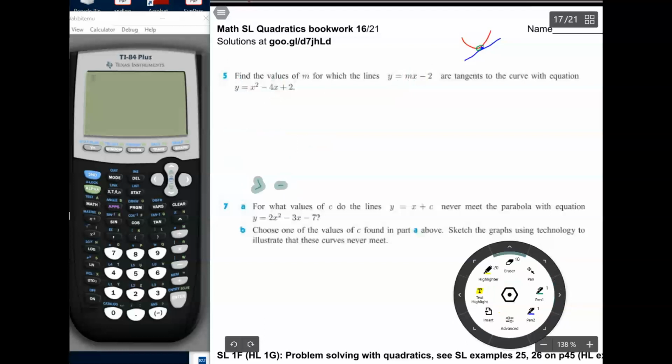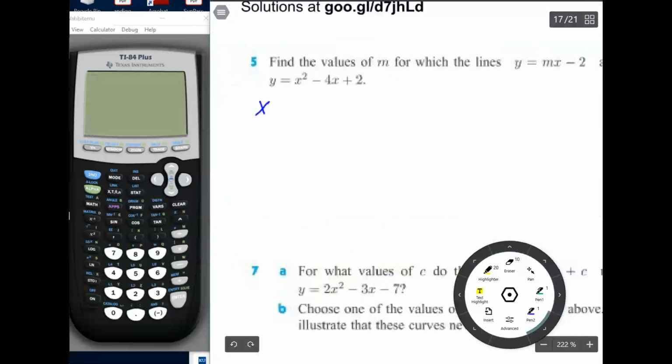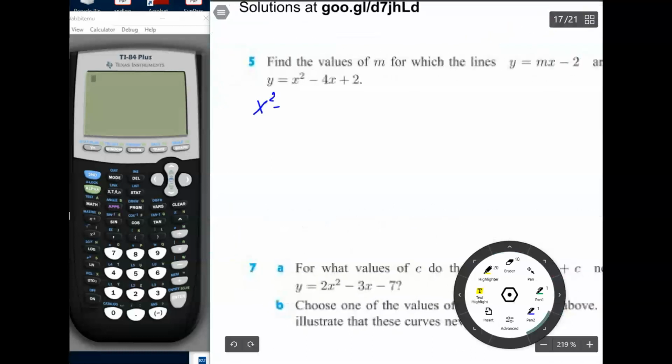So first thing I'm going to do is write the two equal to each other, because that's how we find when they intersect. When these two are equal, that's when they intersect, and we want to make it so that they intersect only at one point. So let's make it into a quadratic on the left side, 0 on the right side. The way we do that is we combine like terms.